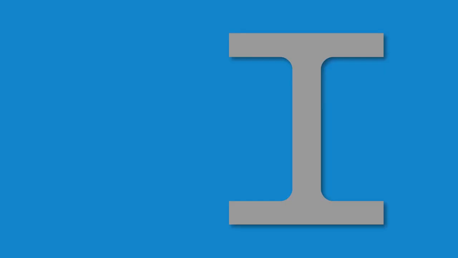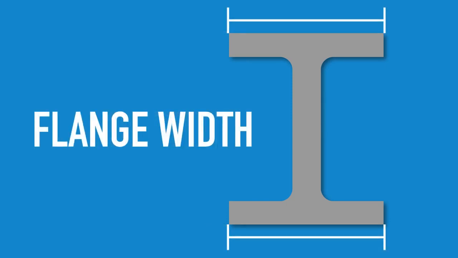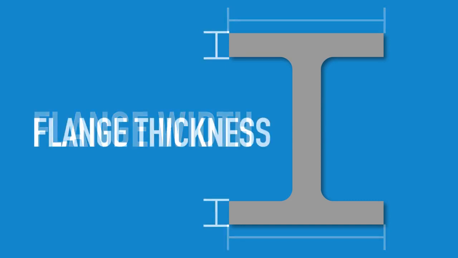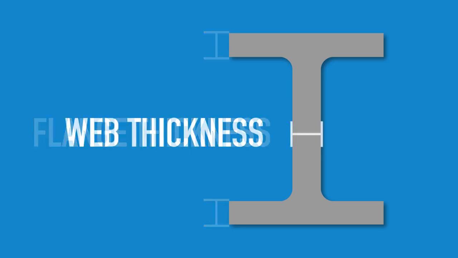The important measurements you will need to identify beams are beam depth, which is the distance from the top to the bottom of the beam, flange width, which is the length of the horizontal flanges, flange thickness, which is the thickness of the flange, and the web thickness, which is the thickness of the vertical web.